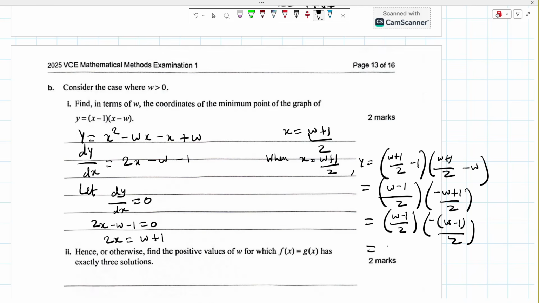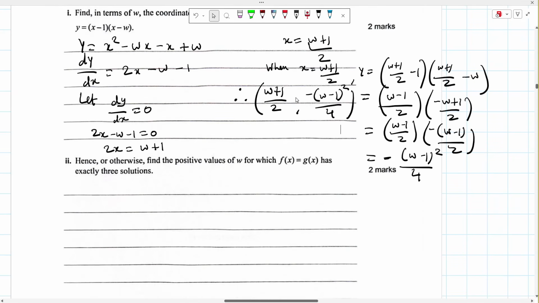So what do we actually have here? We actually have negative (w minus 1) squared over 4, right? Because the negative stays out. w minus 1 times w minus 1 is (w minus 1) squared, and then 2 times 2 is 4. So therefore, the point is actually going to be an x-coordinate of (w plus 1) over 2, and a y-coordinate of negative (w minus 1) squared over 4.